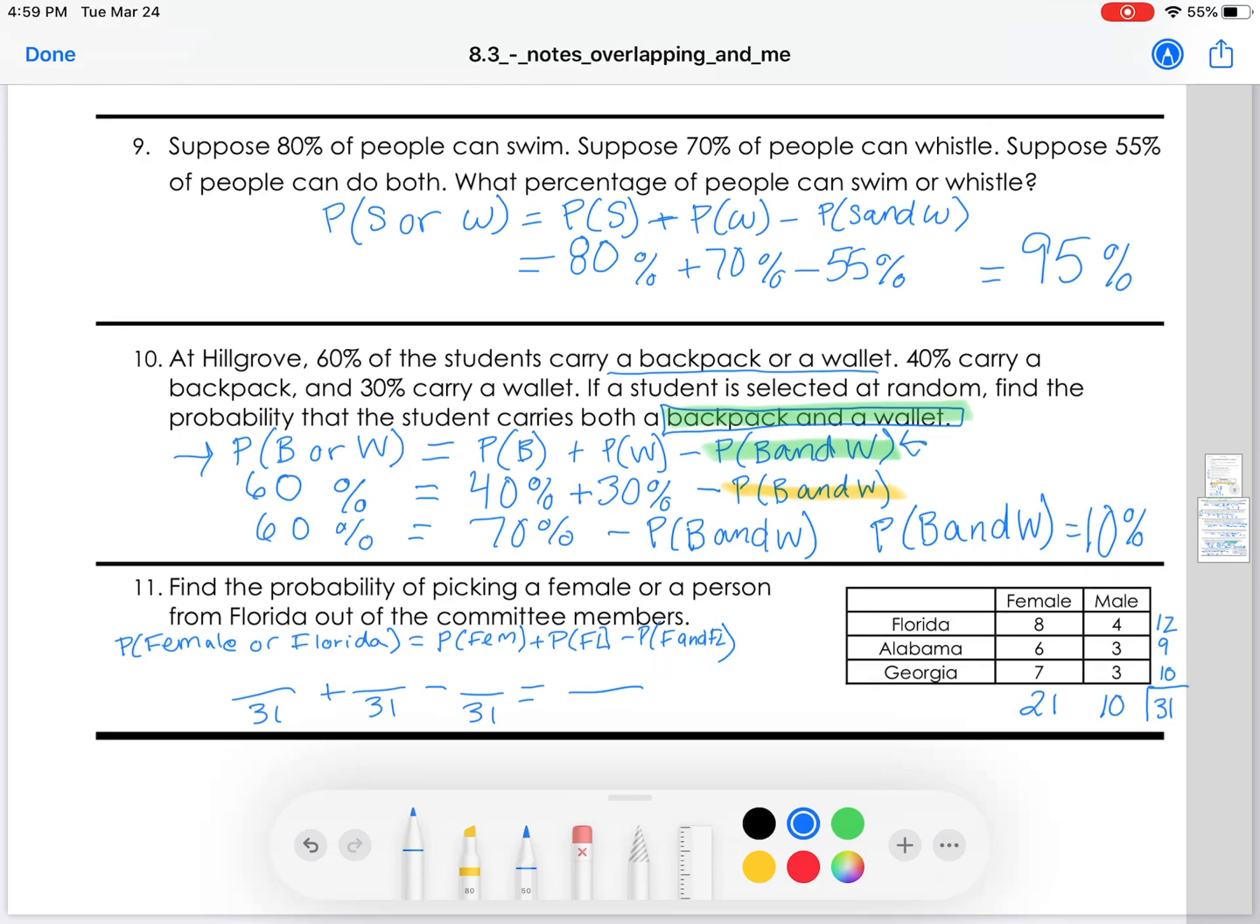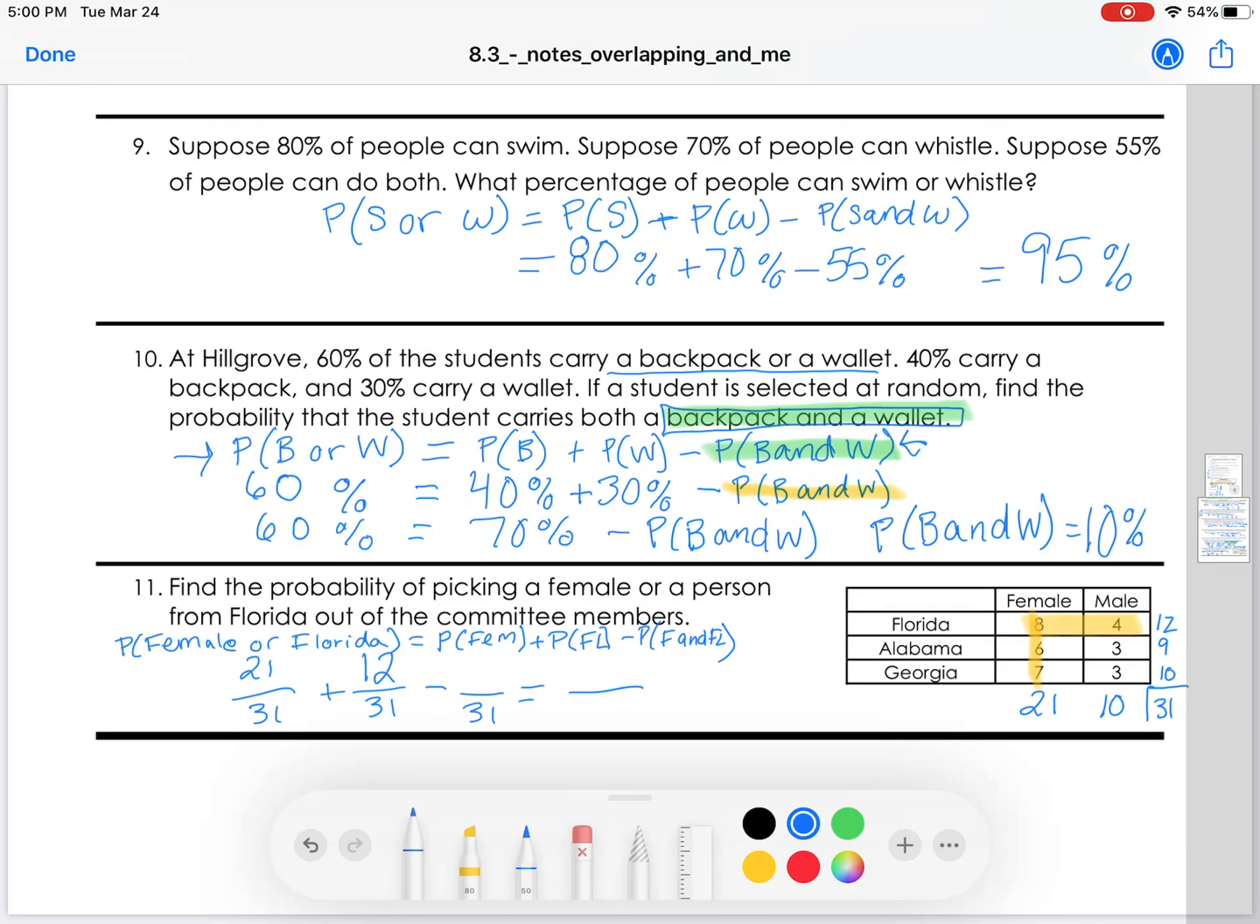Okay, find the probability of picking a female or a person from Florida out of the committee members in number 11. If you notice out to the right, I have added all my columns and all of my rows up. In total, there are 31 people represented total in this scenario. So that's why my denominator is 31. Now, what's the probability of picking a female or a person from Florida? All right, so I need to take the probability of choosing a female. There's a 21 out of the 31 total, plus the probability of selecting someone from Florida, which happens to be 12 out of 31. And I might highlight, all right, I've used this row or a column in this row.